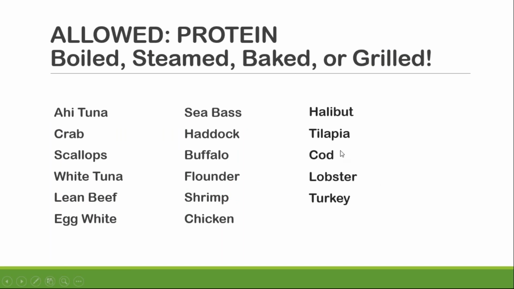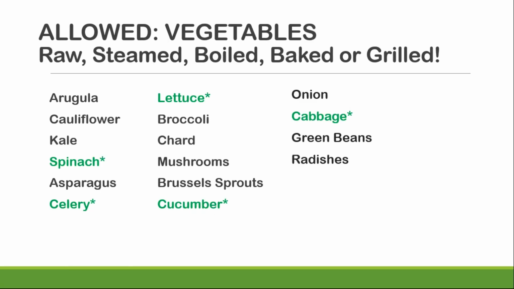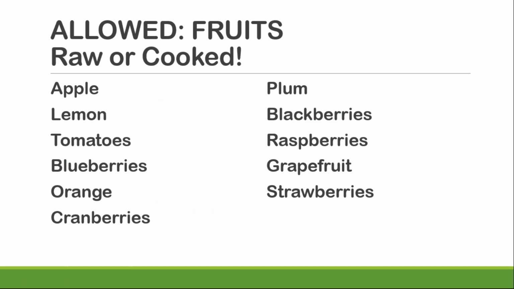You can see we have the different lists of the foods here. There's a lot of fish on the protein list, those vegetables, and the fruits, a lot of berries, oranges, grapefruits, things like that.